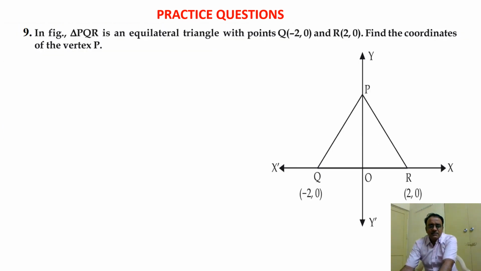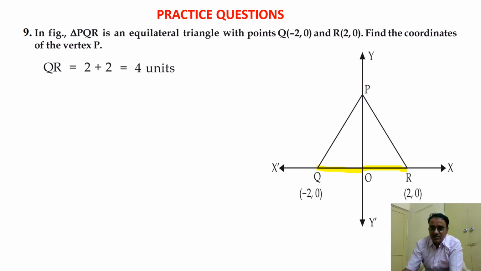Now next question number 9. Triangle PQR is an equilateral triangle with points Q and R. Find the coordinates of the vertex P. So see figure carefully. यहाँ पे OQ जो है उसका जो डिस्टेंस है वो 2 है, and the distance of OR is also 2, so the total distance is 4, right? So QR is equal to 4 units, right?